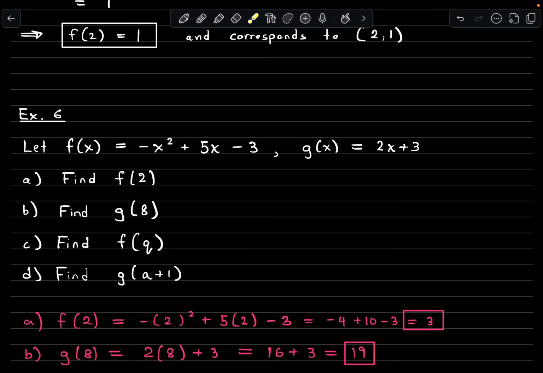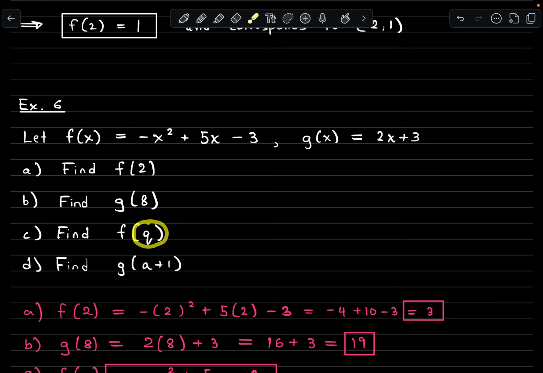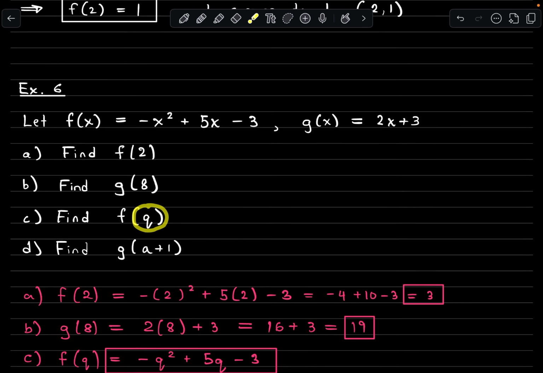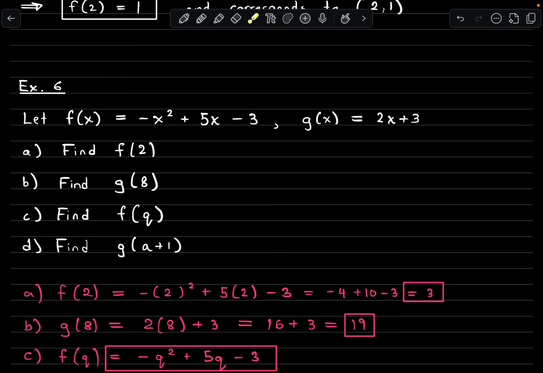Now C says, find f of q. So this time they're not giving us a number. The only thing we have is this variable q. So all we have to do is, wherever we see an x, just replace that with q. That's it. Okay, so a function can be evaluated at some other variable instead of f of x. Now it's f of q.